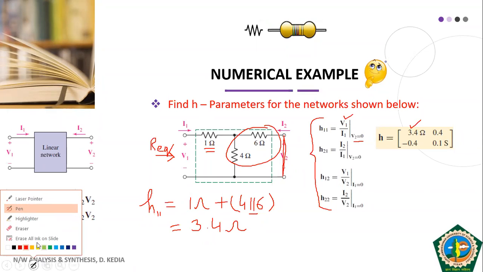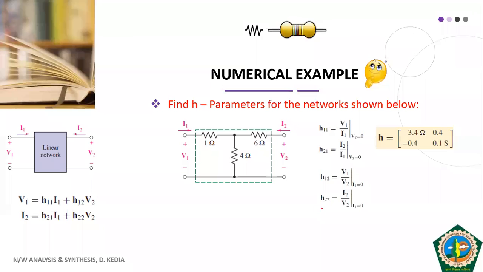Now let us move to another simple parameter to obtain, that is your H22. So H22 is nothing but your output admittance. Admittance is the reverse of impedance, and impedance here is only the resistances because there is no other component. So you can say that it is the reverse, 1 by R22.